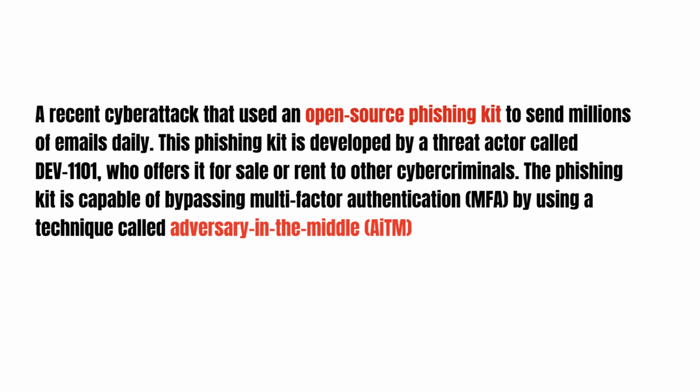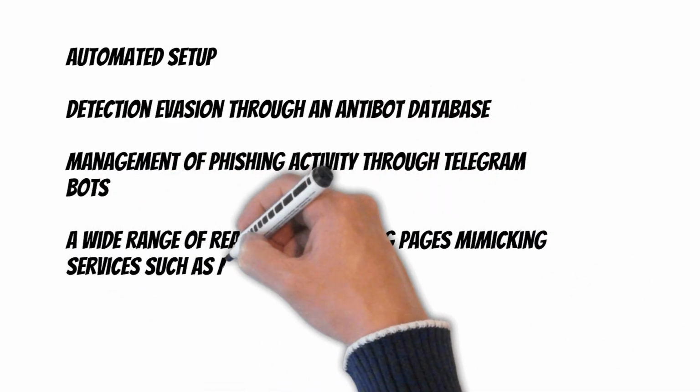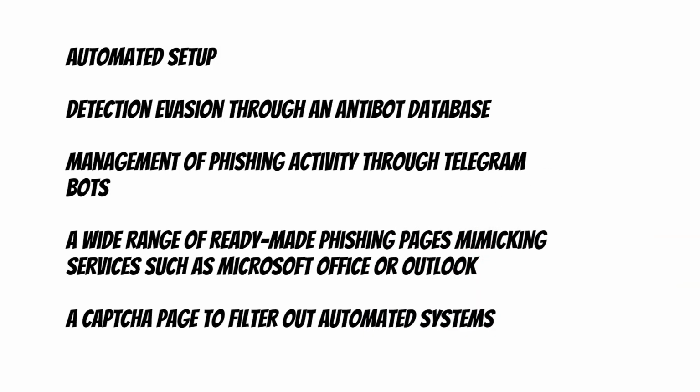Dev1101's phishing kit is written in Node.js with PHP reverse proxy capabilities. It has several features that make it attractive to cybercriminals, such as automated setup, detection evasion through an antibot database, management of phishing activity through Telegram bots, a wide range of ready-made phishing pages mimicking services such as Microsoft Office or Outlook, a capture page to filter out automated systems. Microsoft Threat Intelligence has been tracking Dev1101 and their customers since May 2022, when they started advertising their AITM kit on a Telegram channel and a cybercrime forum. Since then, they have increased their price several times due to high demand and added more features to their kit.